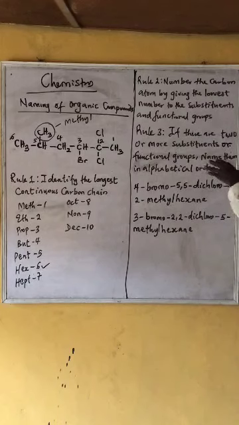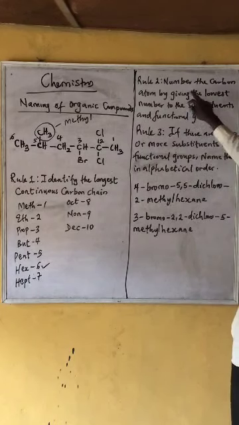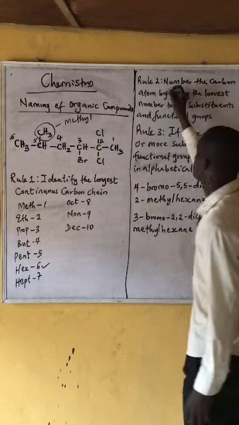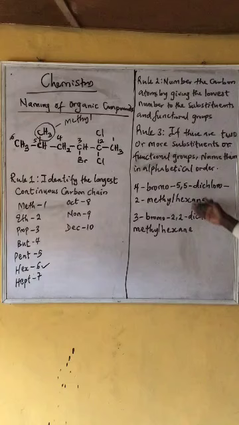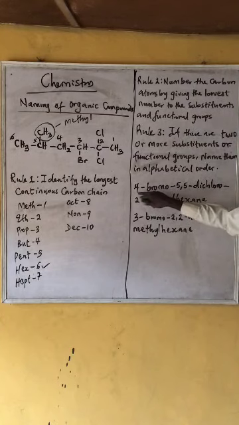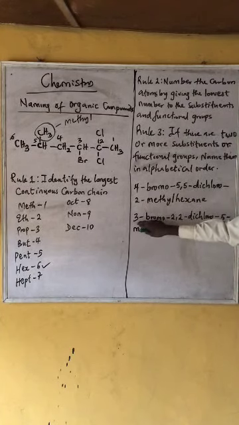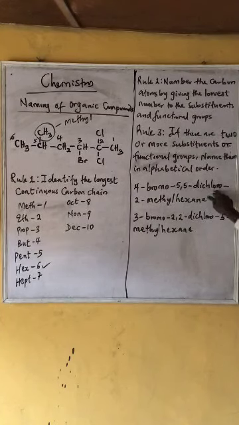Now, which of these 2 is correct? Come back to rule number 2. Number the carbon atoms by giving the lowest number. In which of these 2 do we have the lowest number given to the substituent and functional groups? If you look at the first one, the bromine is 4. Second one, bromine is 3. The 2 chlorine here are 5.